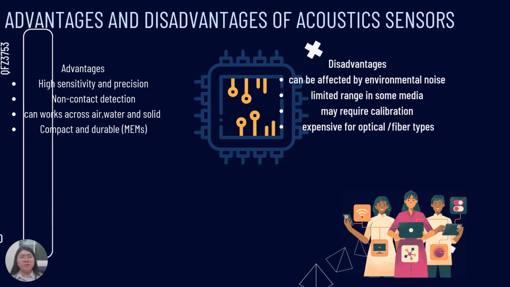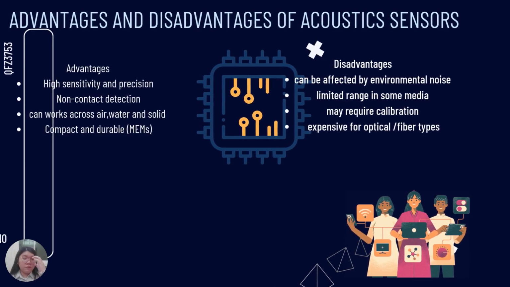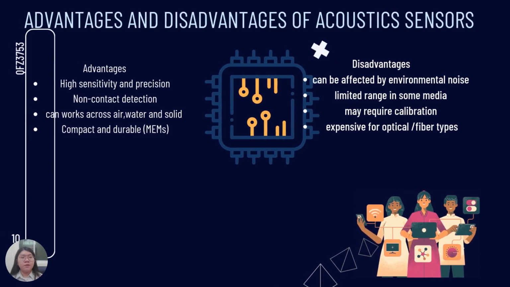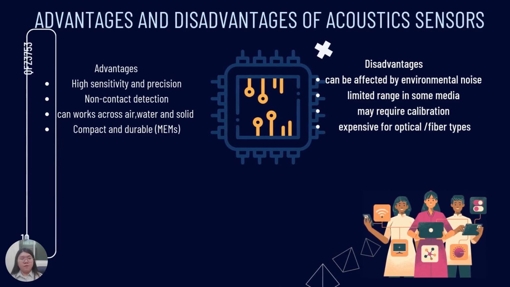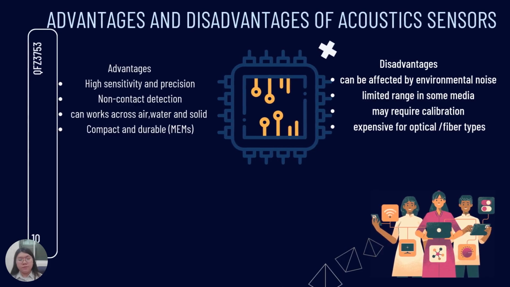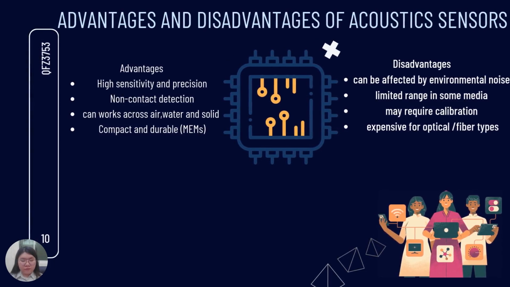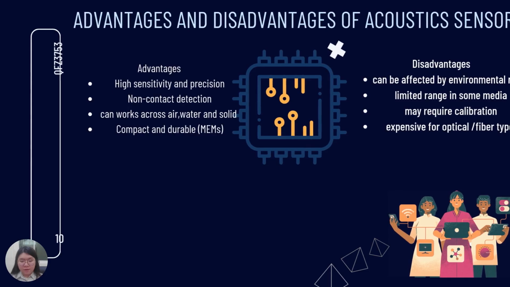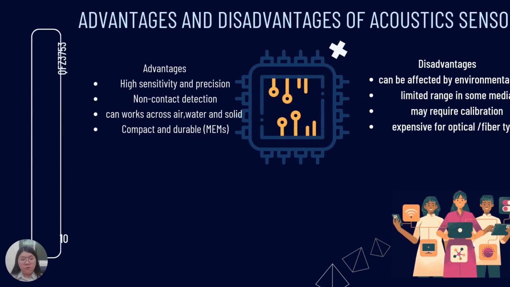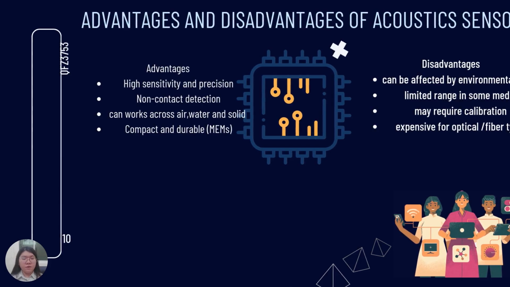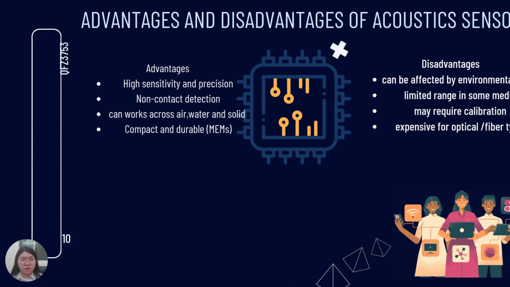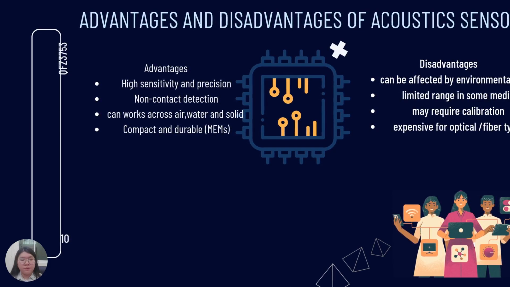There are a few advantages and disadvantages of acoustic sensors. The advantages are high sensitivity and precision, and non-contact detection, which means we don't have to touch the things with the sensor at a contact point. We can get the result from a long distance, even though it does not touch the surface of the things. It can also work across air, water and solids. It is compact and durable, for example MEMS.